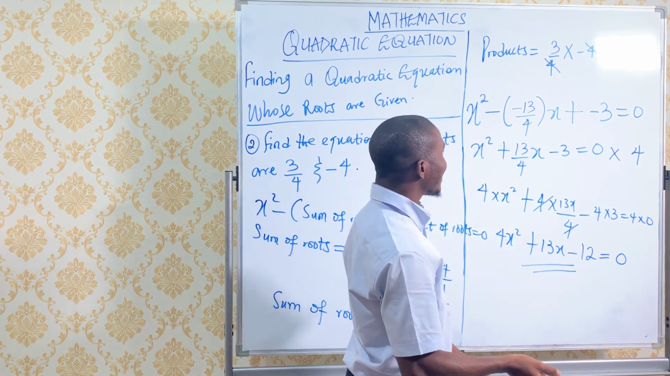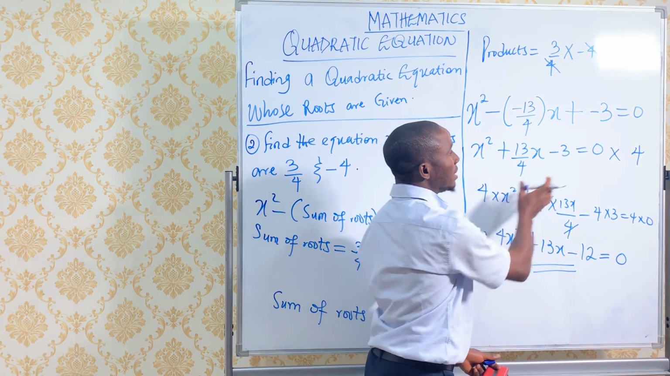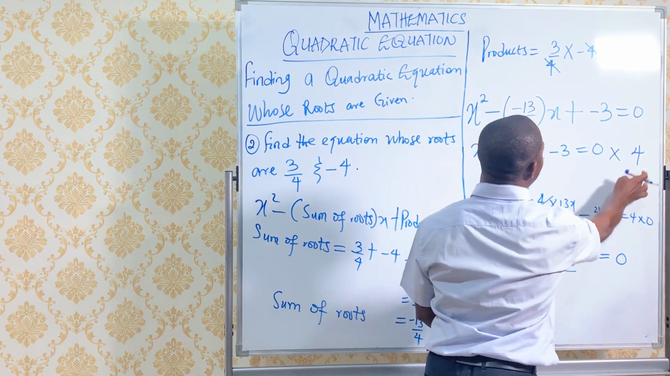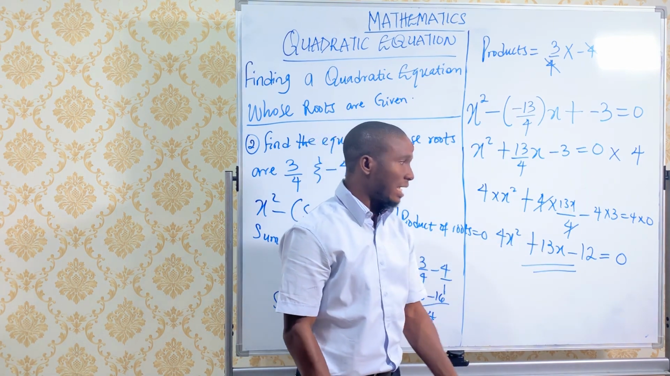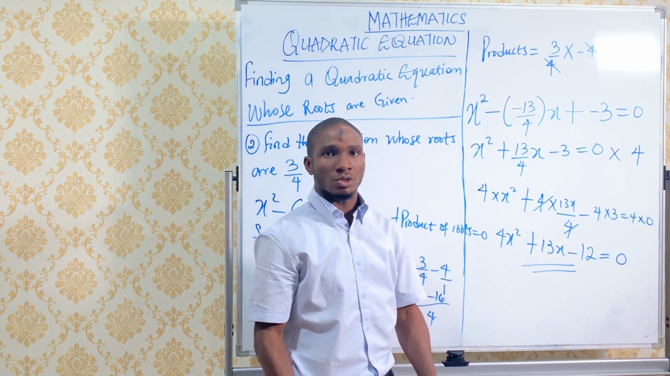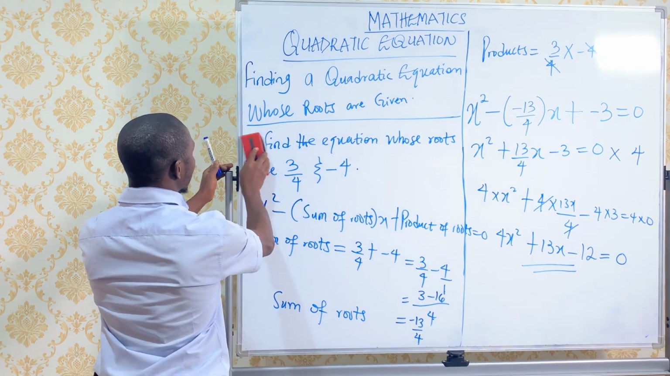So our equation is 4x squared plus 13x minus 12 equals 0. That is question number 2. Now let's look at question 3.